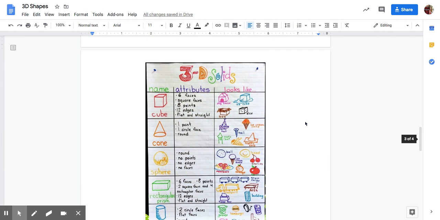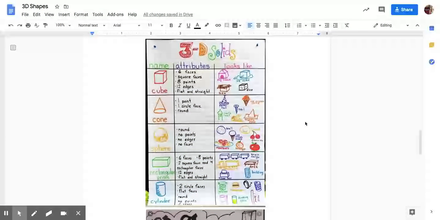Down here are some charts that tell you about the defining attributes of different shapes. So here's the cube, okay? Like I said, it's made of 6 squares put together. There's 8 vertices and 12 edges, and it's flat and straight. Some examples might be an ice cube or a dice or a box. A cone, remember, is like a party hat, like an ice cream cone or a nail or a traffic cone. Spheres are like balls. There's no points, there's no edges, and there's no faces. They're smooth all over. So your head is like a sphere, cherries, an apple, orange, meatball, balls.